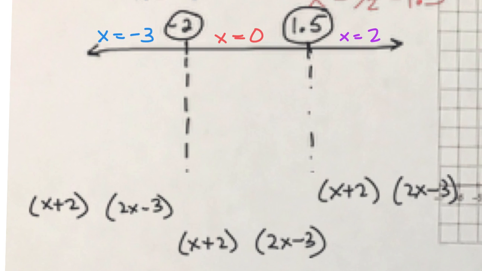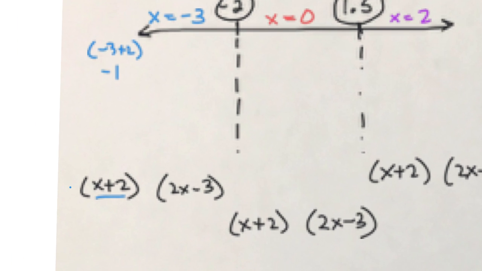Okay, so we're picking an x value in that interval. Okay, to the left of negative 2, in between negative 2 and 1.5, and then to the right of 1.5. And what we're going to do is plug it into your equation. So we're going to do negative 3 plus 2, right? And we're going to evaluate, is that positive or negative? Well, we get a negative 1, so that means we're going to have a negative sign in front of that parenthesis.